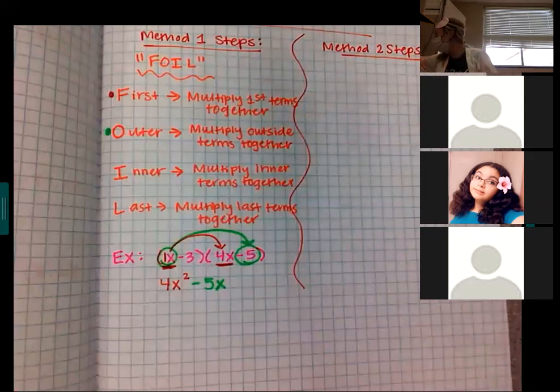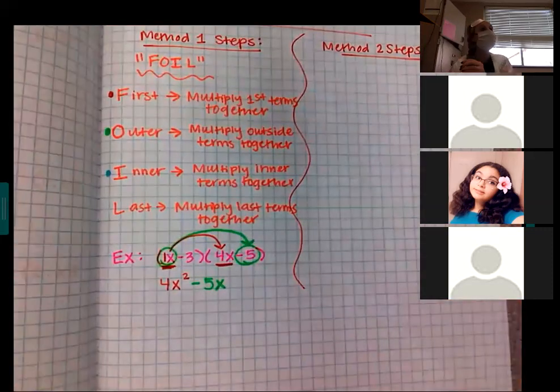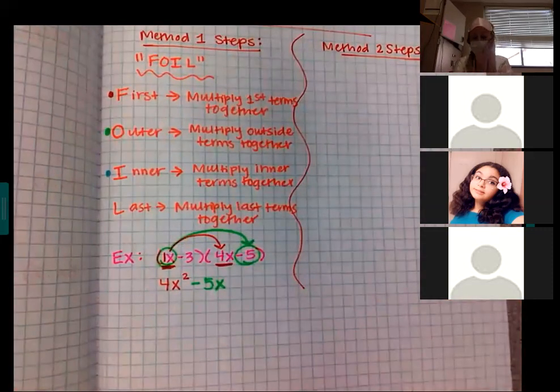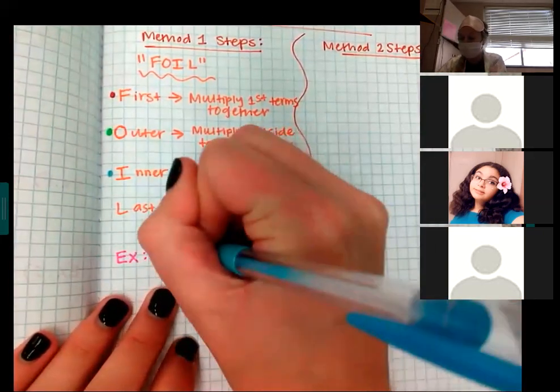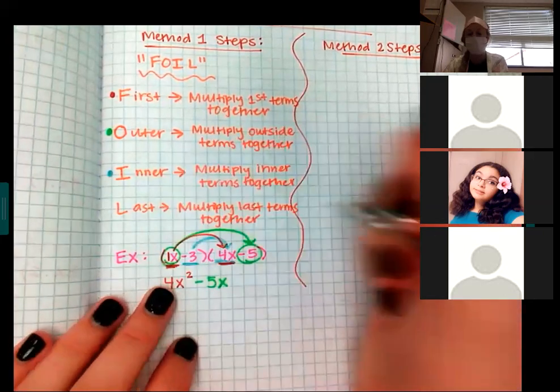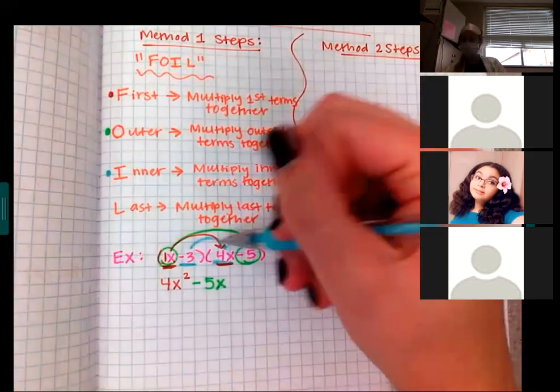Have I lost anybody yet, or you guys are okay? Okay. I'm going to do my inner terms in blue. So the two terms on the inside, I'm going to multiply. So I'm going to multiply -3 and 4x, because you got to multiply all the terms by all the other terms. So now I'm doing -3 times 4x.